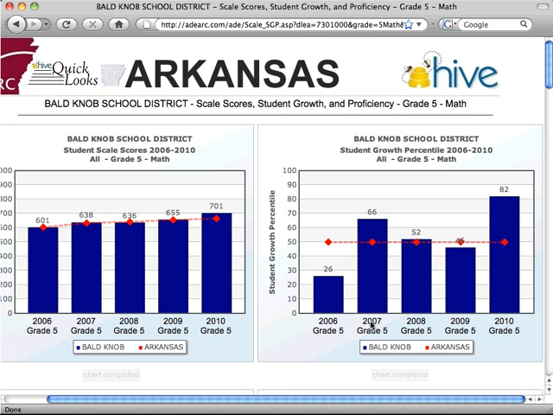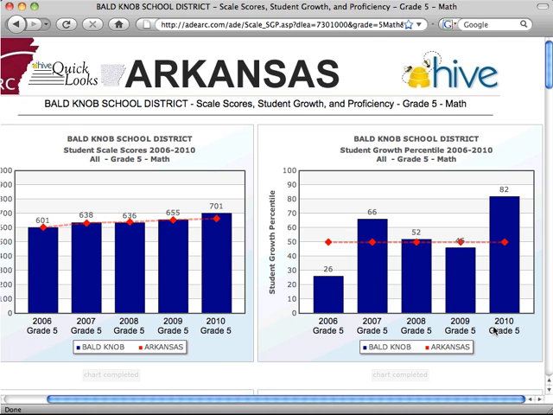Secondly, while Bald Knob scores were significantly below the Arkansas average in 2006, a difference of 24%, by the end of the 2007 school year, they had increased by 40 percentage points, even surpassing the state average by 16%. A similar jump happened between 2009 and 2010, where Bald Knob growth went from 46% to 82%, ending the 2010 school year 32 percentage points above the state average.